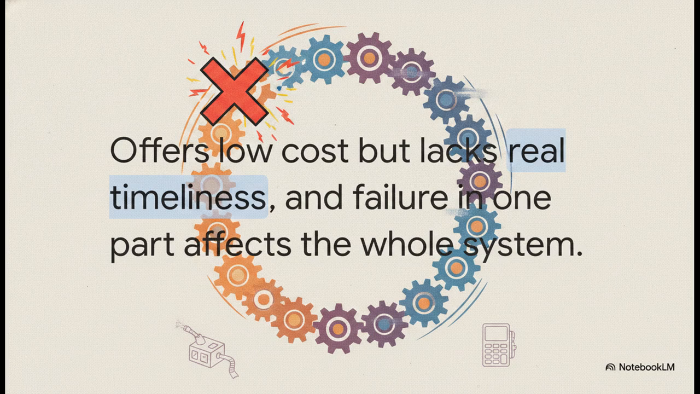But there are major real-world trade-offs to this kind of simplicity. Superloops are incredibly cheap and simple to implement, which makes them absolutely perfect for inexpensive electronic toys, simple monitors, or basic card readers. But they severely lack real timeliness. Because tasks execute cooperatively, one after the other, there's no preemption. So if a single failure happens in one part of the loop, or one task hangs up, it takes down the entire system.